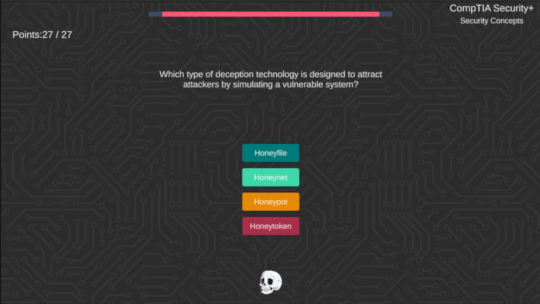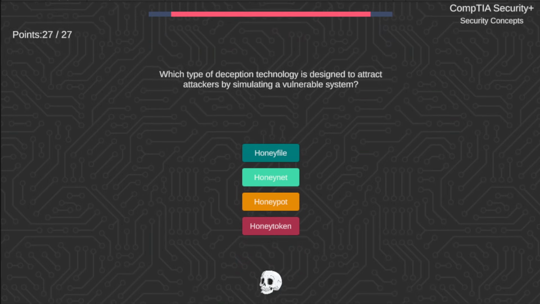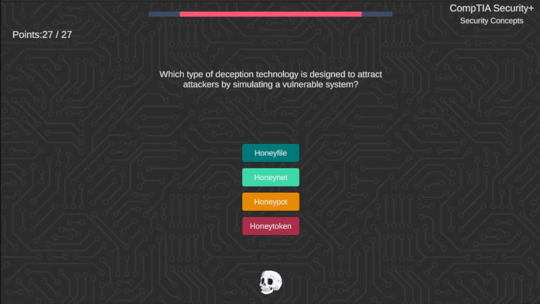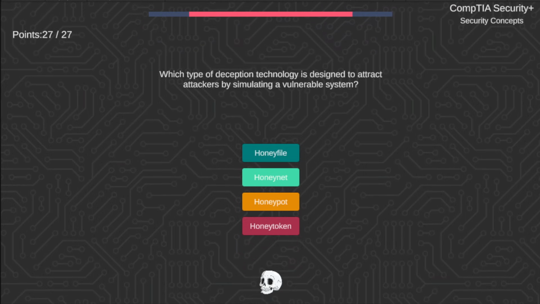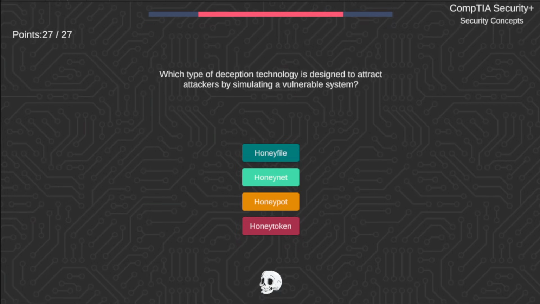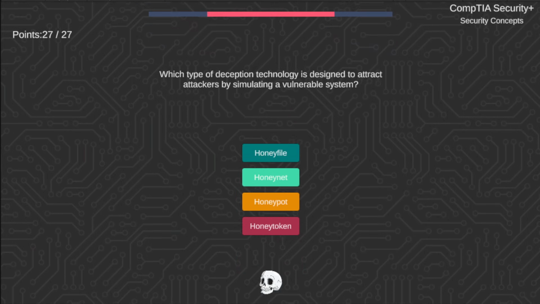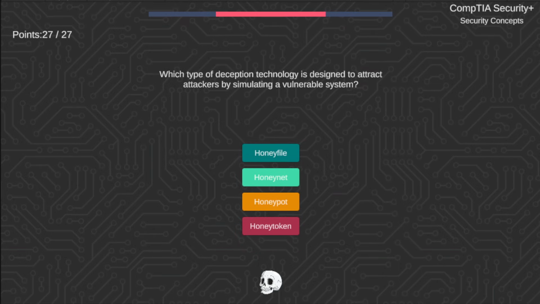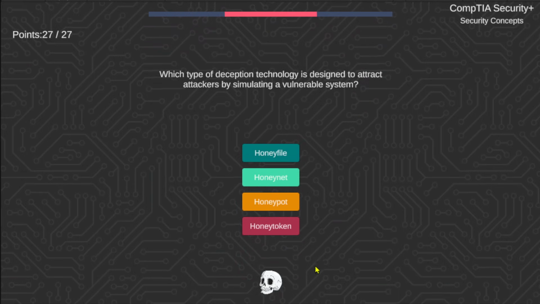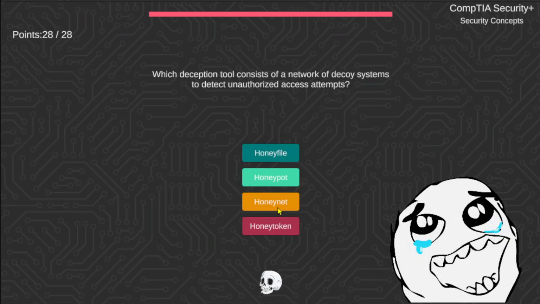Which type of deception technology is designed to attract attackers by simulating a vulnerable system? Honeyfile, honeynet, honeypot, or honey token? Correct answer is a honeypot.